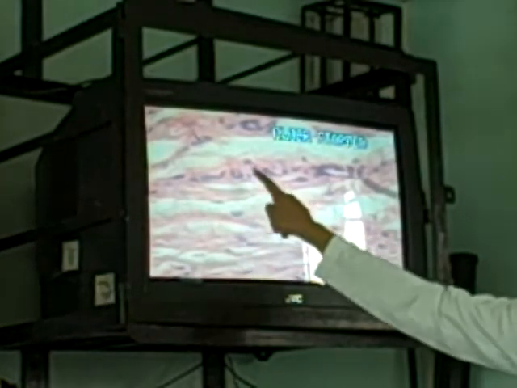Wait. Where is it? I'm not sure of this one. But this one. See it? Doesn't look like one. This one looks like a Meissner's plexus. Anyway. So let's go back to tunica muscularis. Okay. This is your tunica muscularis.